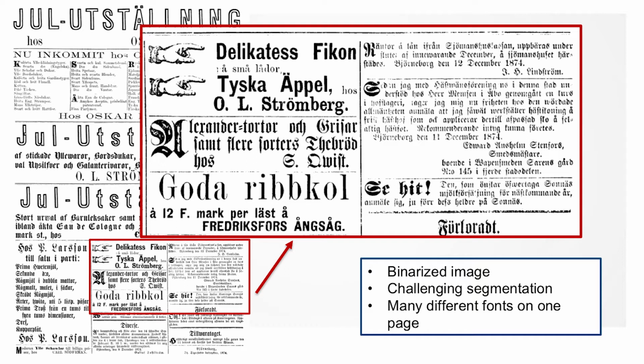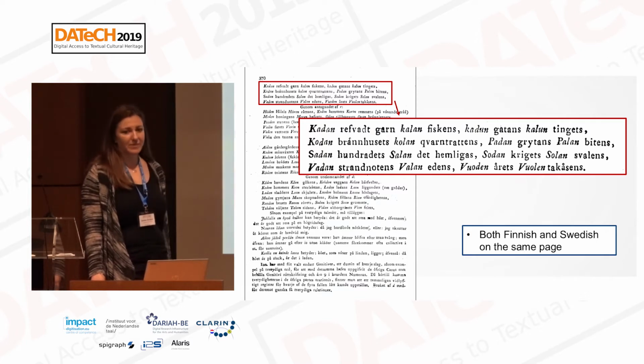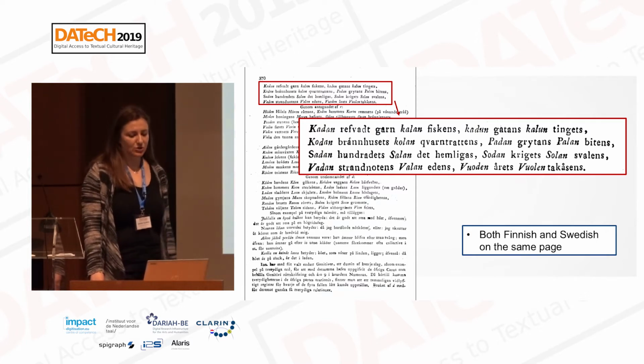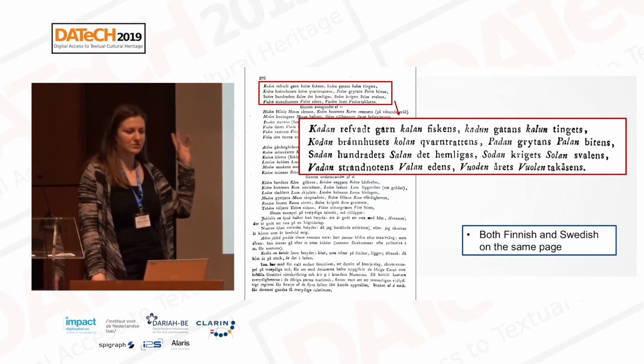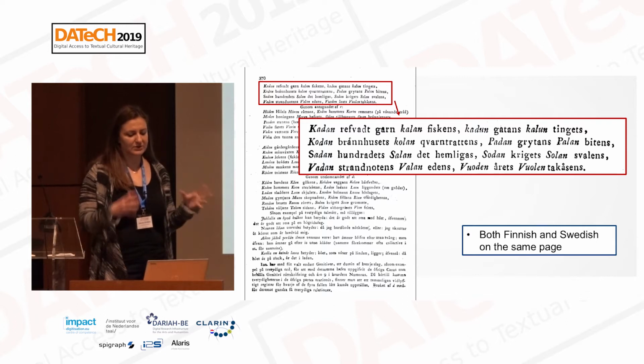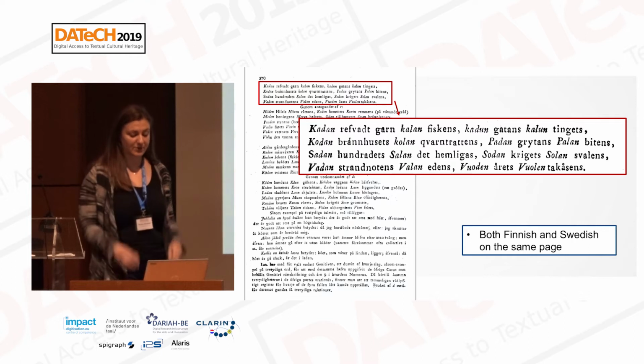It also has challenging segmentation, but the problem here is that it has many fonts in one place. The fonts are not separated across time or publications, but you can find many of them on one page. And this example shows that on the same page, you can also find multiple languages. This is maybe an exaggeration because this is some kind of translation of Swedish into Finnish. But there are real pages with some articles or advertisements in one language and some in the other language.